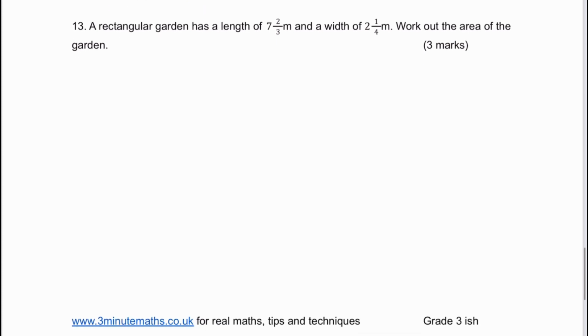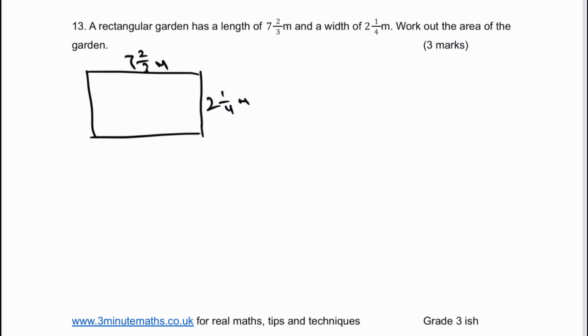Okay, let's have a look at the next one then. A rectangular garden has a length of that and a width of that. Work out the area. Okay, so effectively we've got a rectangular garden. That's going to be 7 2/3 of a metre, and that's going to be 2 1/4 of a metre. So to work out the area, basically we're saying 7 2/3 multiplied by 2 1/4. How do we do that? Well, we turn them firstly into top-heavy fractions. So that's going to be 7 times 3 is 21, plus 2 is going to be 23 over 3, and then 2 times 4 is 8, plus 1 is 9, so that's going to be 9 over 4.